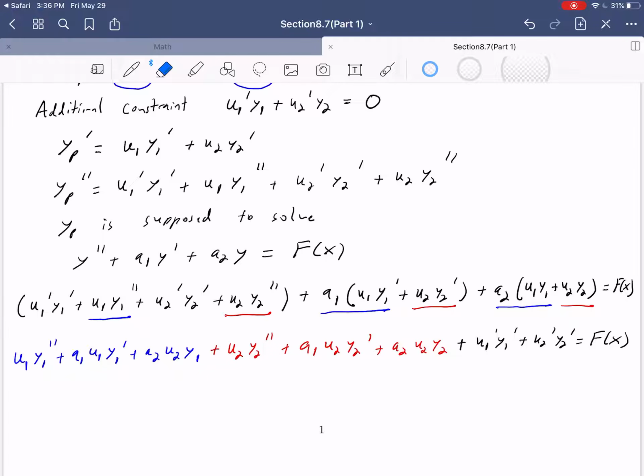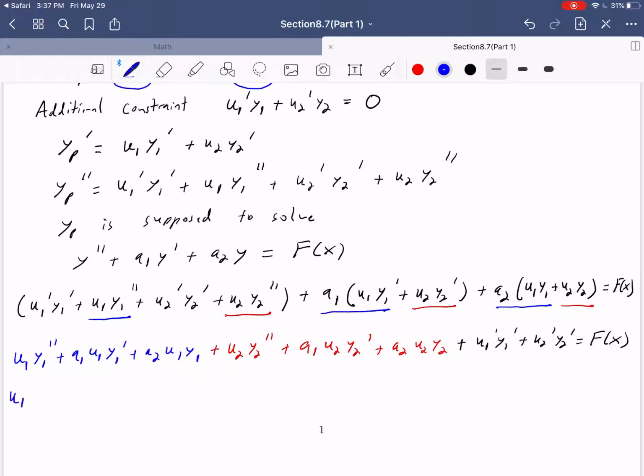Okay, now I want to notice that everything in blue here has... I made a small mistake. Sorry about that. Let's just go back. That guy should be a u1 there, because that's this guy right there. And everything here looks good. Okay, good. So everything here in blue has a u1, and everything here in red has a u2. So let's factor those out.